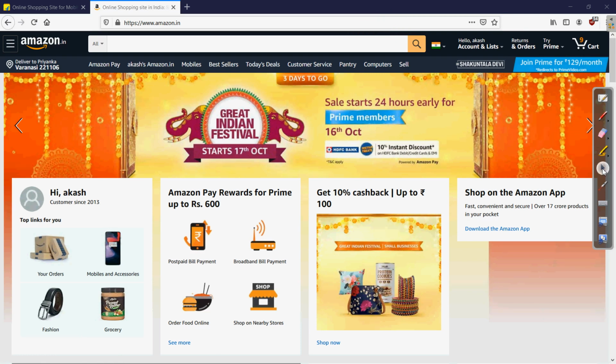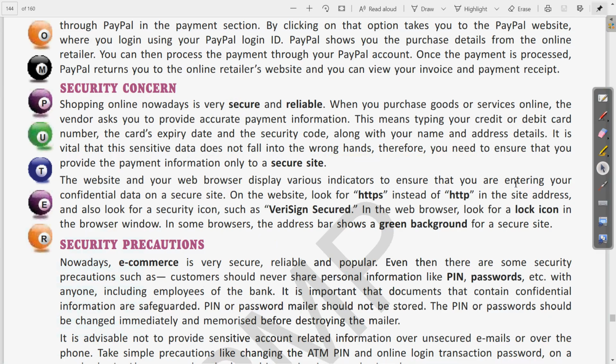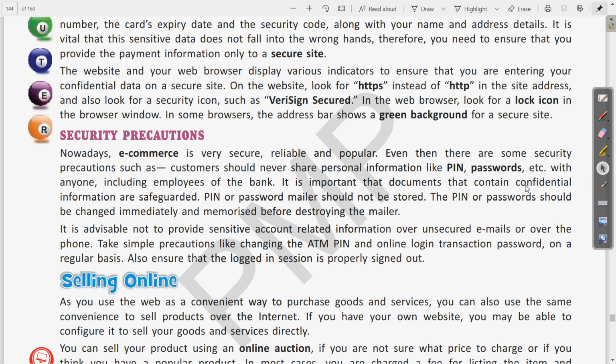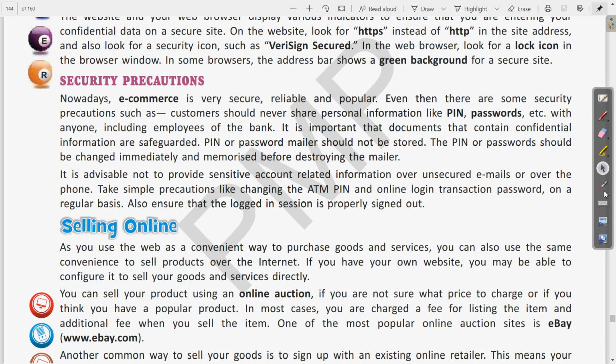Now coming to the textbook. So this was the security feature which should be checked on the website, only then the payment can be done. Next is security precautions. Let us read this.